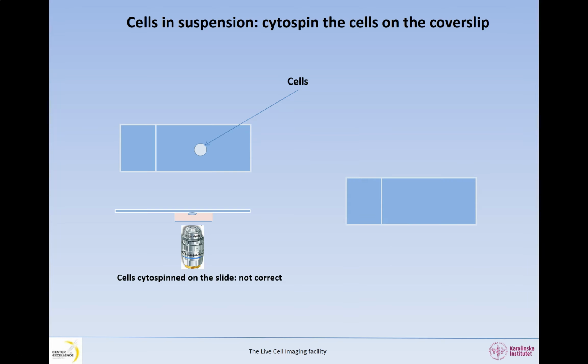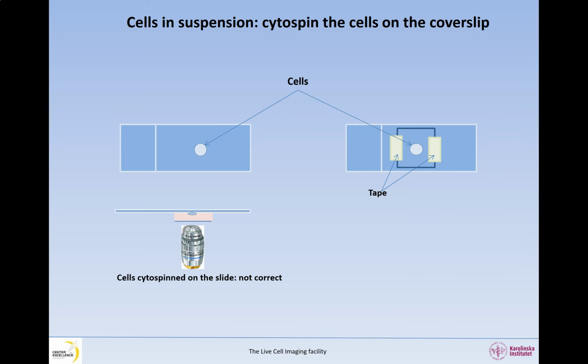Use 2 small pieces of tape to attach a clean cover slip to a glass slide, and use the slide only to hold the cover slip in the cytospin. In this way, the cells can land on the cover slip. After running the cytospin, carefully remove the tape, flip over the cover slip, and mount the cover slip as usual. Now we will have the best imaging conditions.